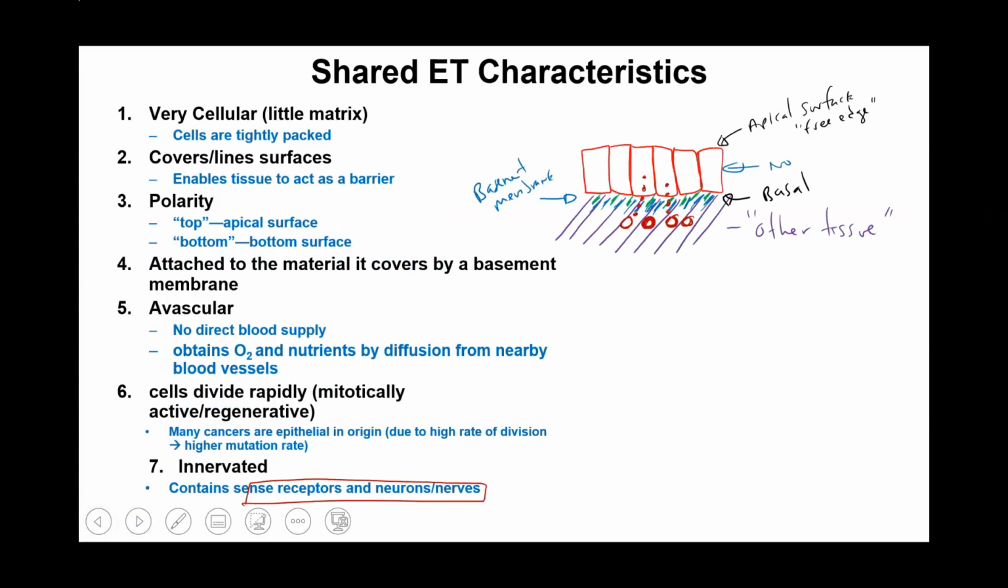And I think this is a good place to stop. We will pick up on the next lecture or next video talking about how epithelial tissues are categorized, and we'll get into some specific examples.